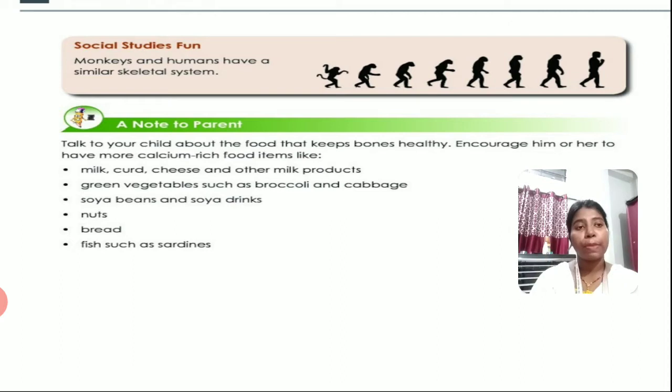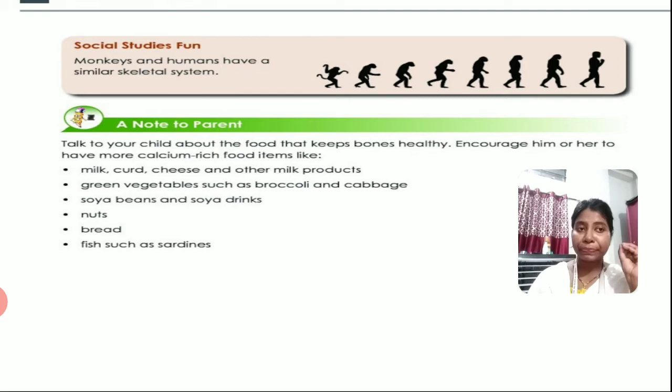Yes, it is a note to a parent, but you can note it down. The food items that can be useful to keep your bones healthy. Okay, so what are they? Milk, curd, cheese, and other milk products.